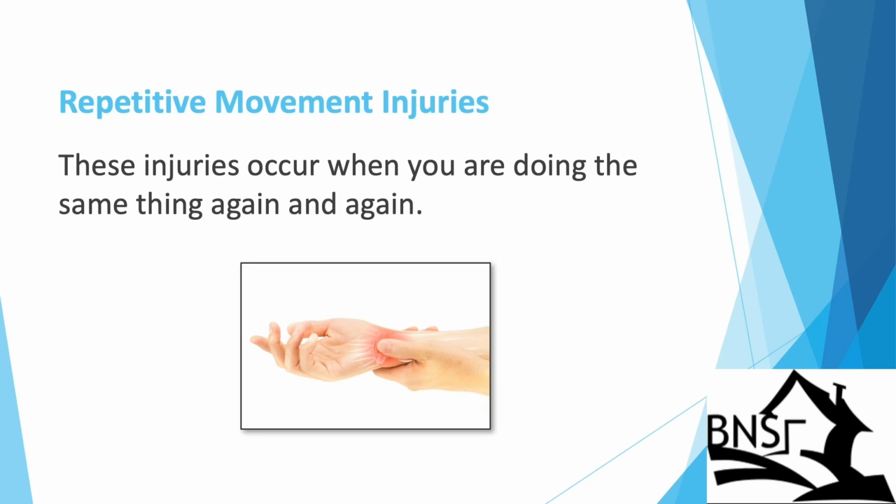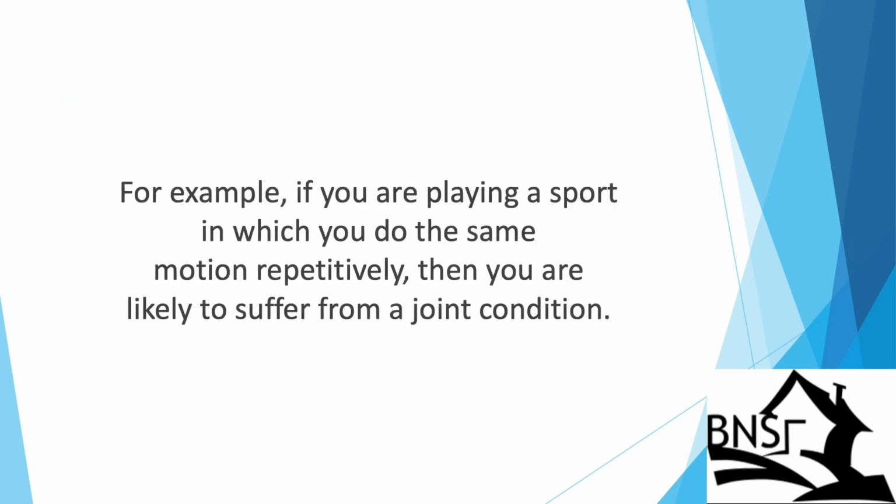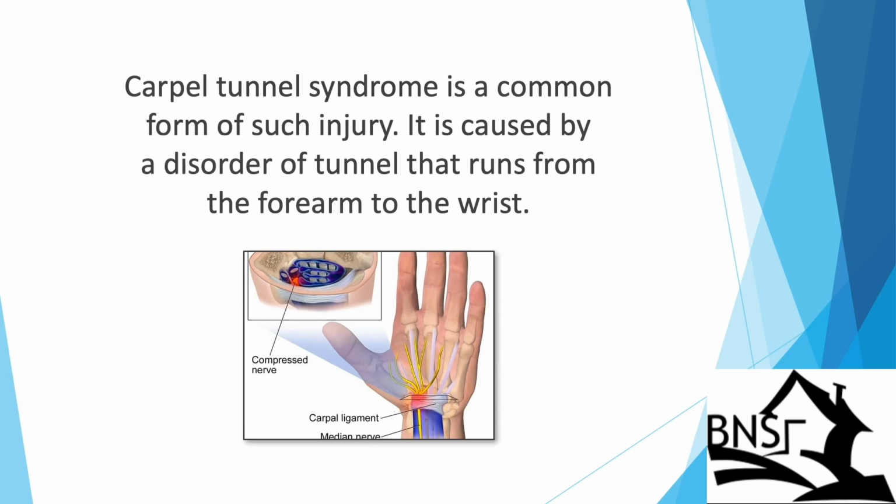nerves, tendons, or ligaments. These injuries occur when you are doing the same thing again and again. For example, if you're playing a sport in which you do the same motion repetitively, then you're likely to suffer from a joint condition. Carpal tunnel syndrome is a common form of such injury. It is caused by a disorder of the tunnel that runs from the forearm to the wrist. When the ligaments and tendons in this area get compressed, swelling and pain are experienced.